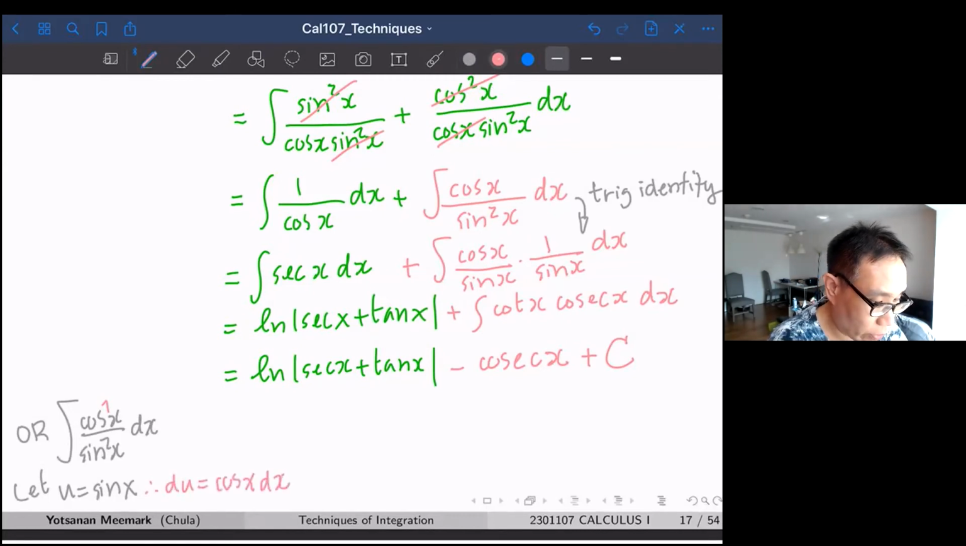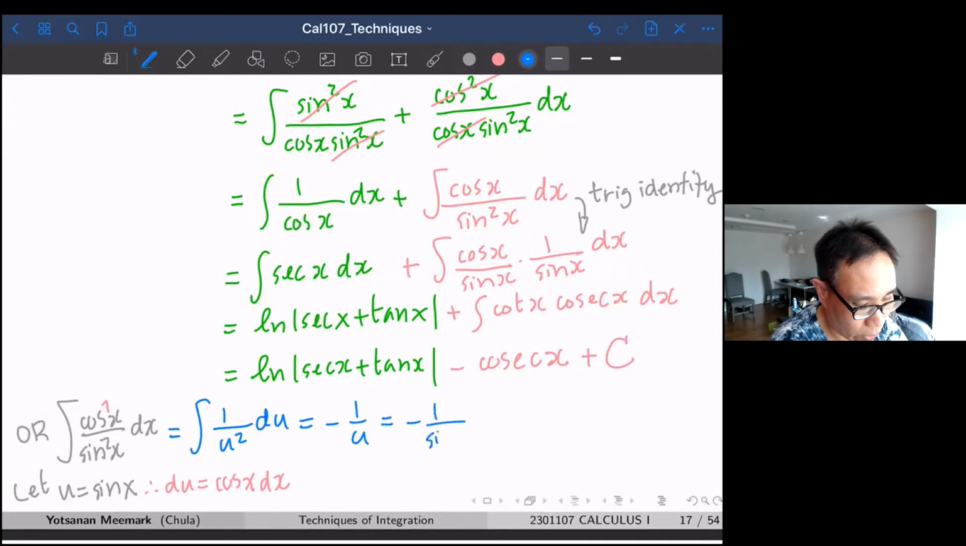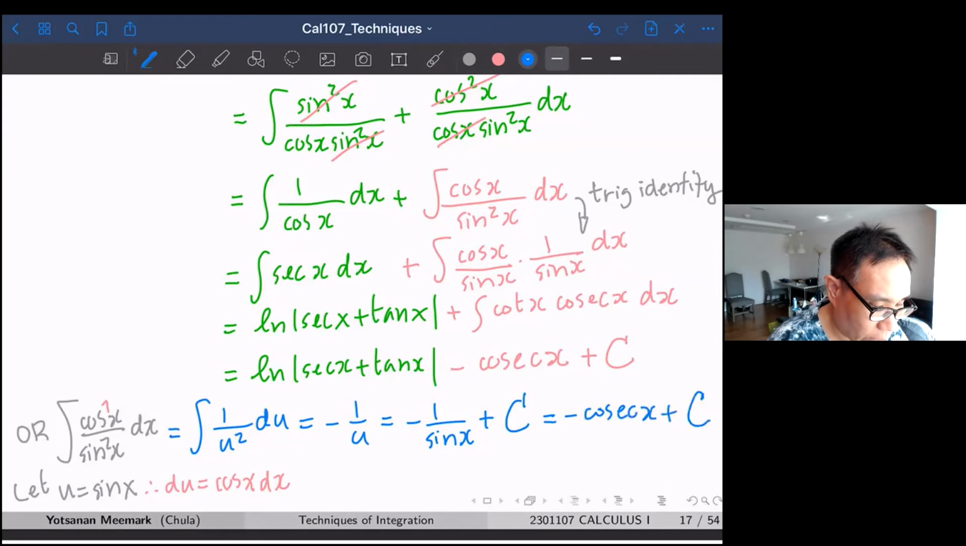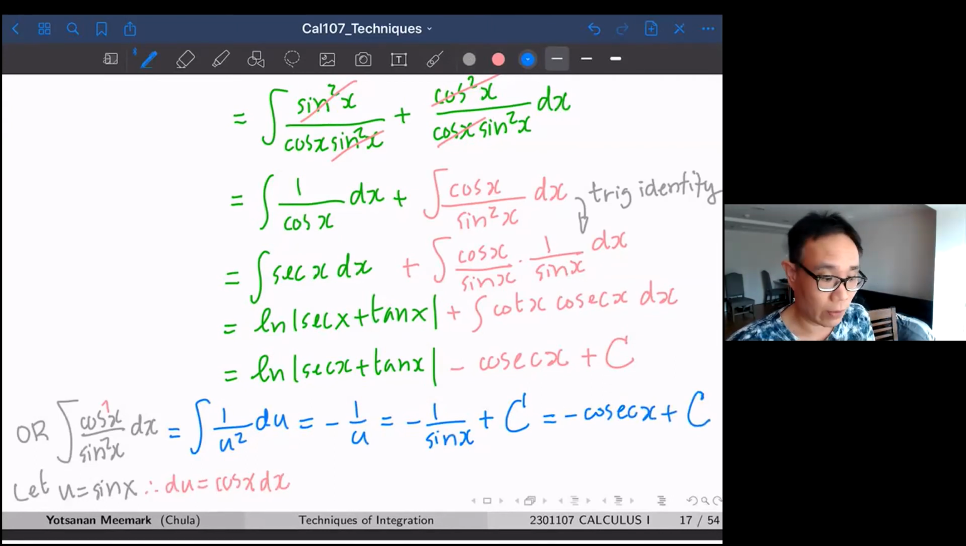For this one, you do the substitution. It's going to be the integral of 1 over u squared du, and you get negative 1 over u. So it's going to be negative 1 over sine x, which turns out to be cosec anyway. So it's negative cosec x plus c, similar to what we got using the trig identity. So we can do it by the trig identity, or you can do it by just the substitution. It doesn't matter, it gives you the same end result.